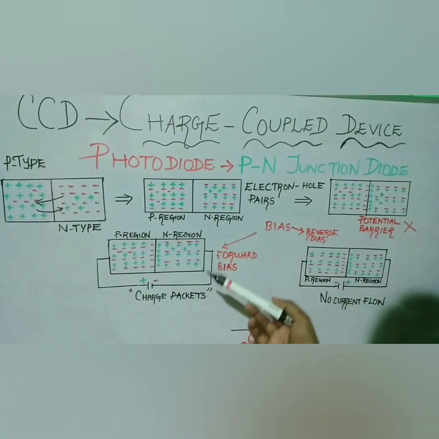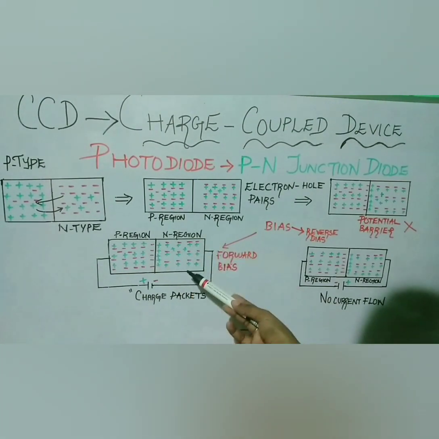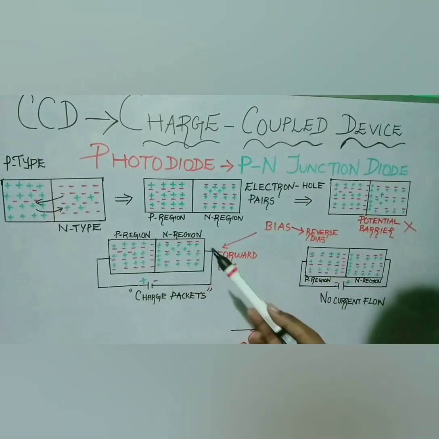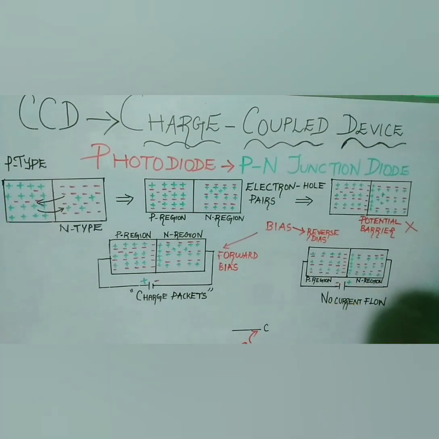disappears. Because of the continuous flow of charges across the junction, because of the continuous diffusion of electrons from the N region to P region, there is production of current. So there is creation of packets of charges. These packets are known as charge packets. In each pixel we have one charge packet. Like this, charge packets are created in each pixel. All these are happening in a single pixel.